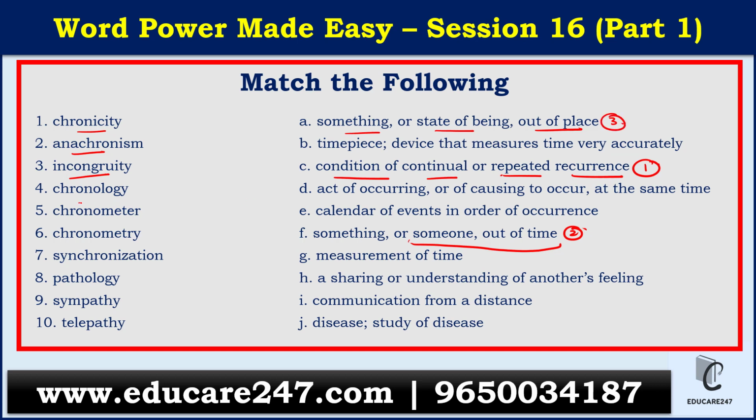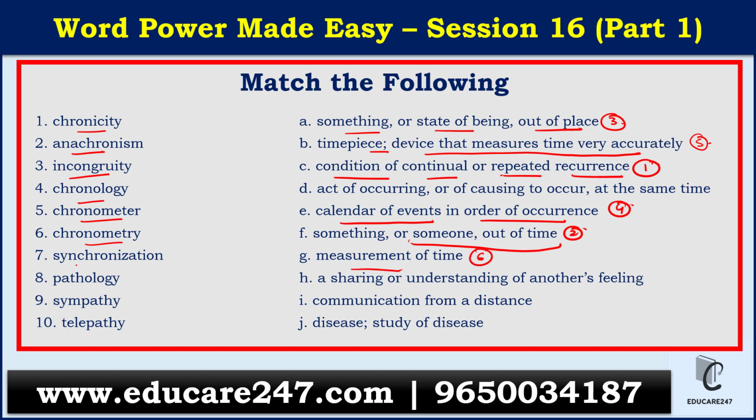Next we have is a fourth, which is a chronology. Chronology, straight away we know calendar of events in occurrence. Next we have is a chronometer, which was instrument to measure time. So it's basically going to be timepiece or device that measures time very accurately. So that is a chronometer. Chronometry here will be, what it will be, simply be measurement of time.